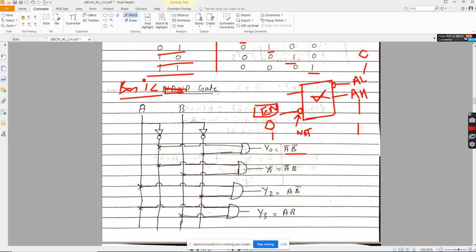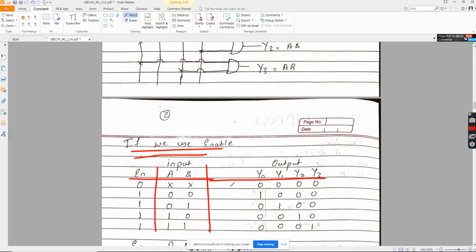So I was explaining the active high and active low pin. Hopefully this point was clear. The active high and active low concept was clear, I guess.